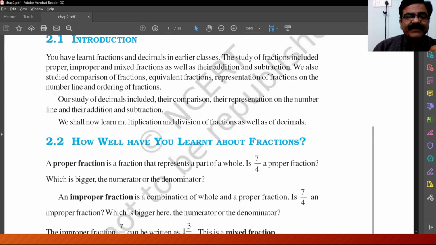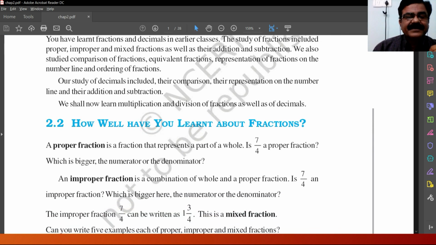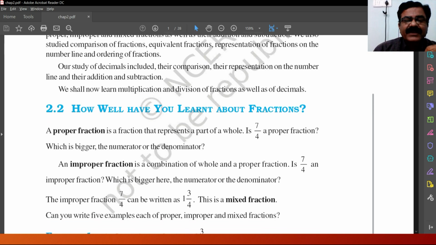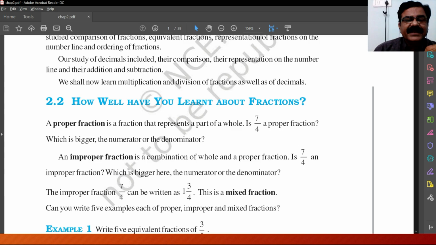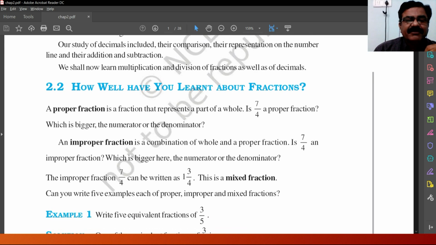A proper fraction, as I discussed in the definition, is a part of a whole, and we can say that the numerator is less than the denominator. In such cases you can also understand the proper fraction, mixed fraction and improper fraction.